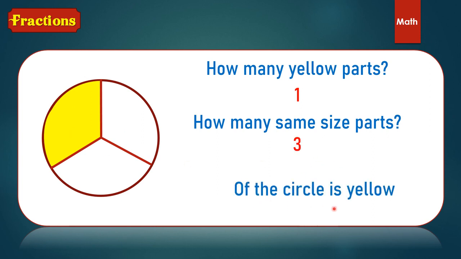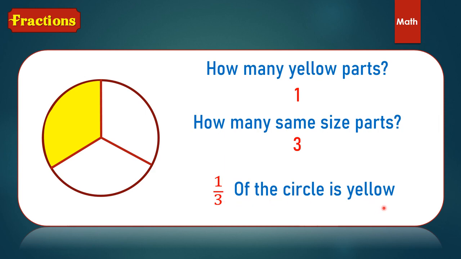So how many of the circle is yellow? Can I write one of the circle? No. When I want to say that there is one part from 3 parts, I write it like that. 1 over 3. So 1 over 3 of the circle is yellow.